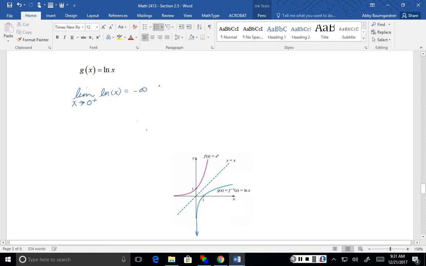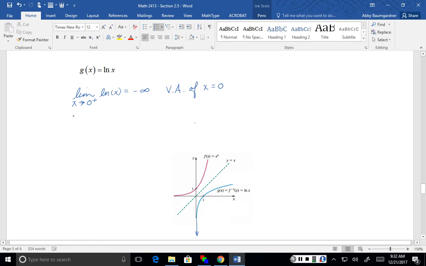So what we've just described here is a vertical asymptote, right? If our x is approaching a numeric value from the left or the right, and the answer is positive or negative infinity, then we are describing a vertical asymptote. All asymptotes have to be written as equations, so it should be x equals 0.